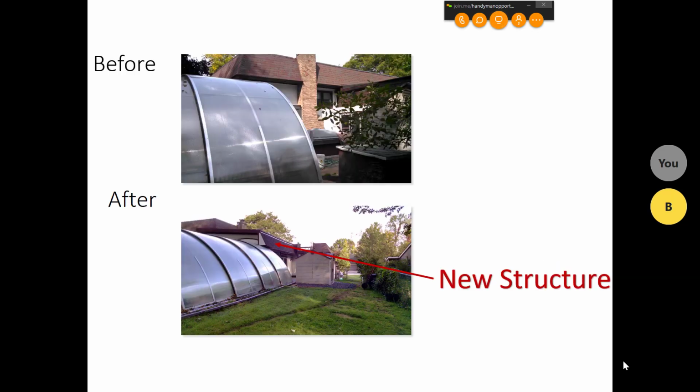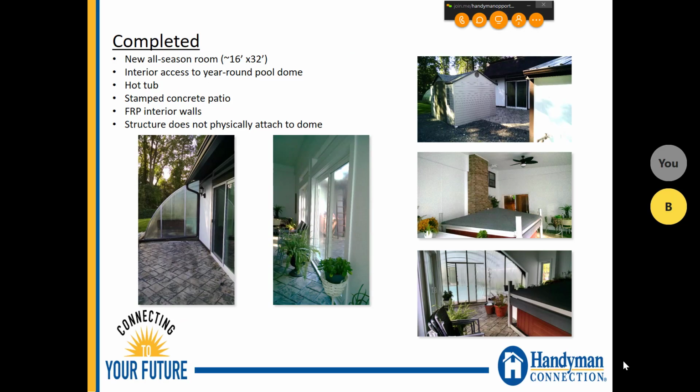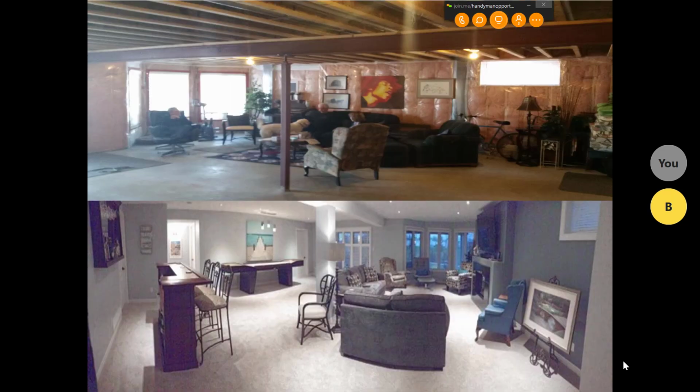Okay, we did not build the pool. The indoor pool was already existing. So in completion, we did the 16 by 32 foot room, giving them interior access to the pool, concrete walls, concrete patio, interior walls. So we did a lot for this customer. And again, everything was estimated on the estimating software system. We also do a full walkout basement or first floor walkout.